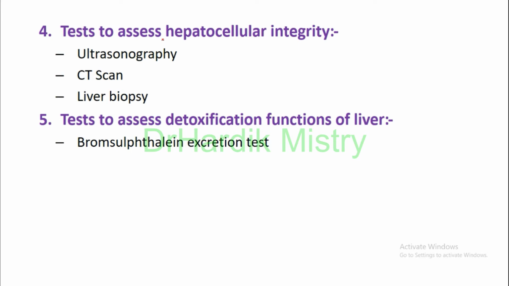Fourth one, tests to assess hepatocellular integrity. How are we going to assess the hepatocellular integrity? This is done by ultrasonography, CT scan and liver biopsy. We have to do the ultrasonography or USG of the liver, CT scan of the liver and liver biopsy to assess the hepatocellular integrity.